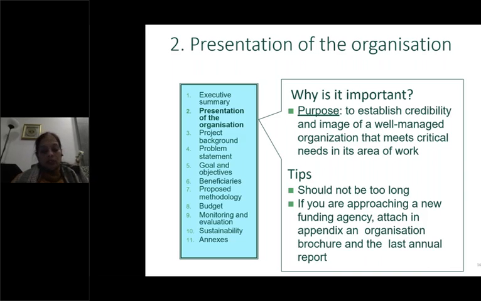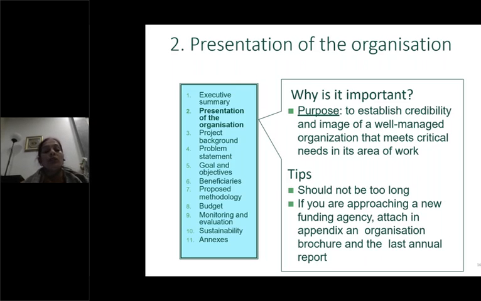And then the presentation of the organization, because it shows who the PI is and where the PI is working. The purpose is basically to establish the credibility and image of a well-managed organization. Here, the organization can also mean the person, the PI or co-PI involved. That is important because if you are writing your first proposal, there is always an apprehension about whether you will be able to complete the project. Reviewers will see whether you have established a research record, and whether you have done any project previously. There are a lot of things that need to be done to establish the credibility of the proposer in this area. And the tips: it should not be too long.